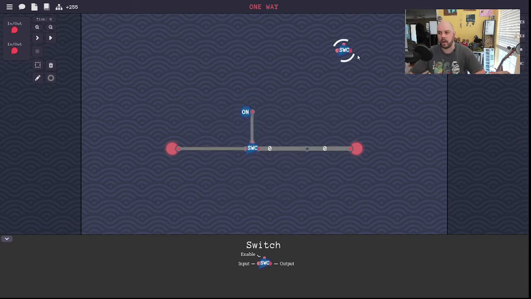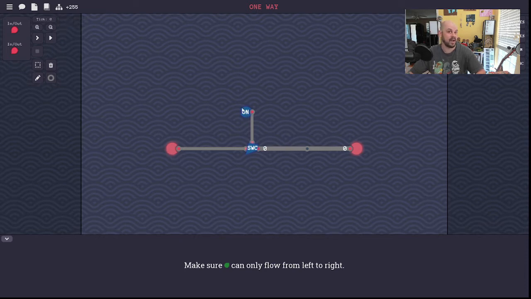So that's all they're wanting us to do here. If this turns on and we have an enable, boom, the switch allows information to go that way. If the enable is turned on and this side is turned on, it doesn't matter. It's going to the output, and it won't let stuff go back this way. So we can see this here.